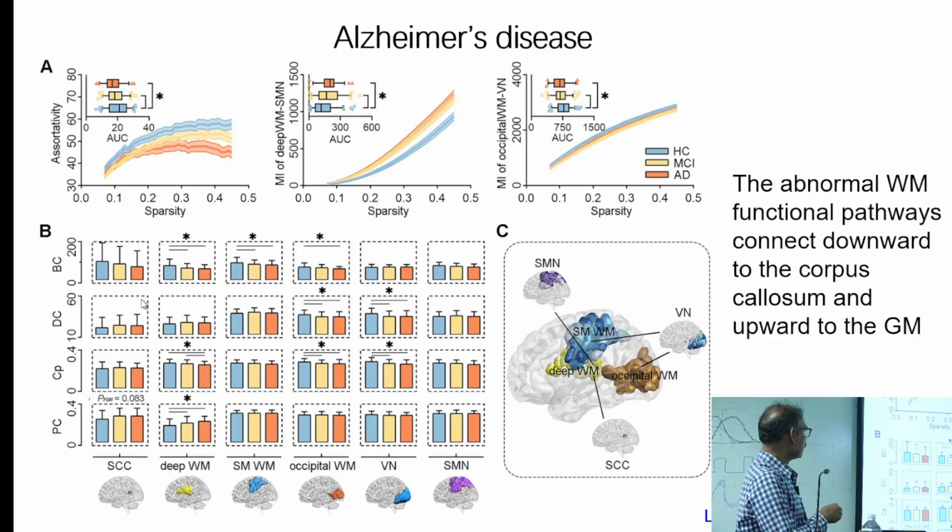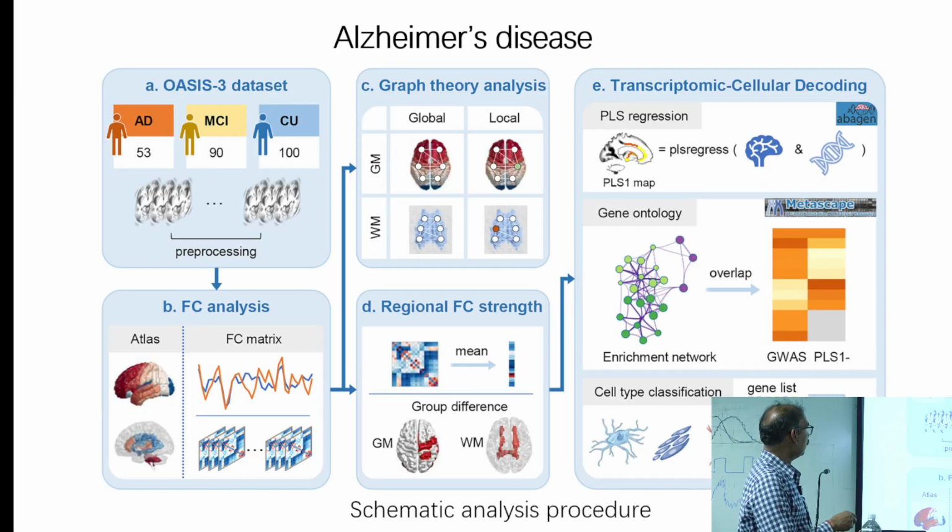So these are different network properties, and for many of them, so this is like deep white matter, somatomotor white matter, occipital, visual network. So among some of them, we see differences in network property associated with the corpus callosum. Again, as Dr. Shiv Kumar mentioned, in addition to ADNI, there is another data set called the OASIS data set, which has 50 AD, 90 MCI, and about 100 healthy control.